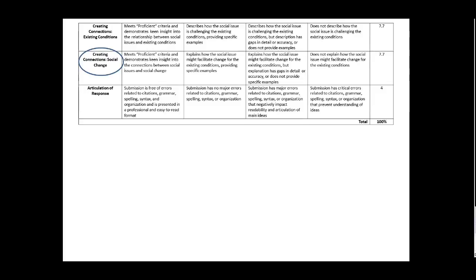And then I also wanted to call your attention to the second to the last critical element in that final project rubric, and that is creating connections, social change. A lot of you actually missed this piece in your milestone 3, or it wasn't really fully fleshed out, or it wasn't fully pulled together. So now that we're in module 7 where the topic is social change, I want you to really think about what this means in terms of your issue.